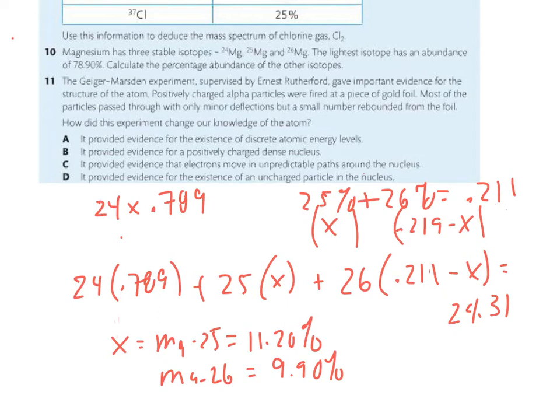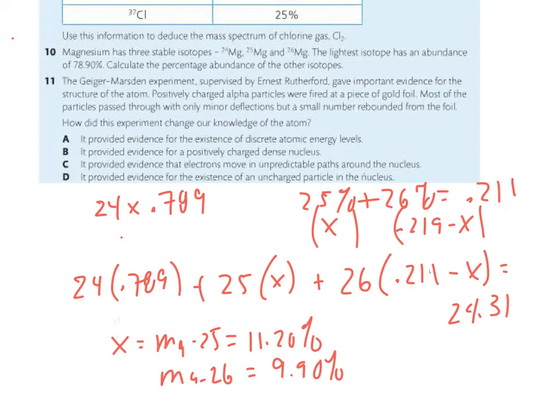Number 11, the Geiger-Marsden experiment supervised by Rutherford gave important information for the structure of the atom. Positively charged alpha particles were fired at a piece of gold foil. Most of the particles passed through with only minor deflections, but a small number rebounded from the foil. How did this experiment change our knowledge of the atom?